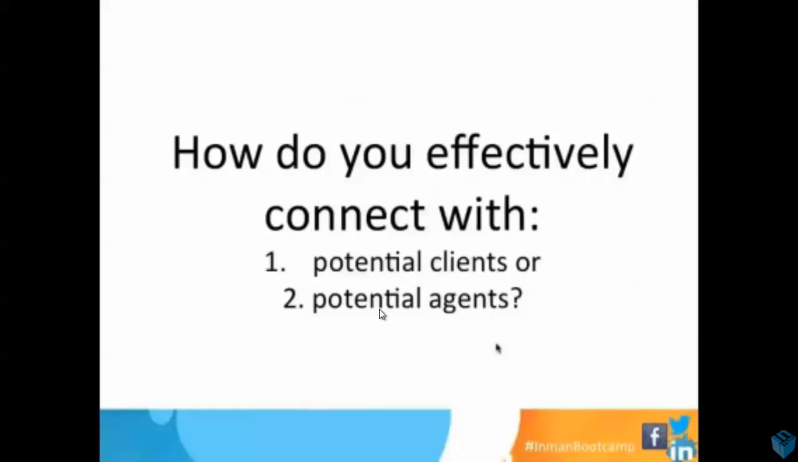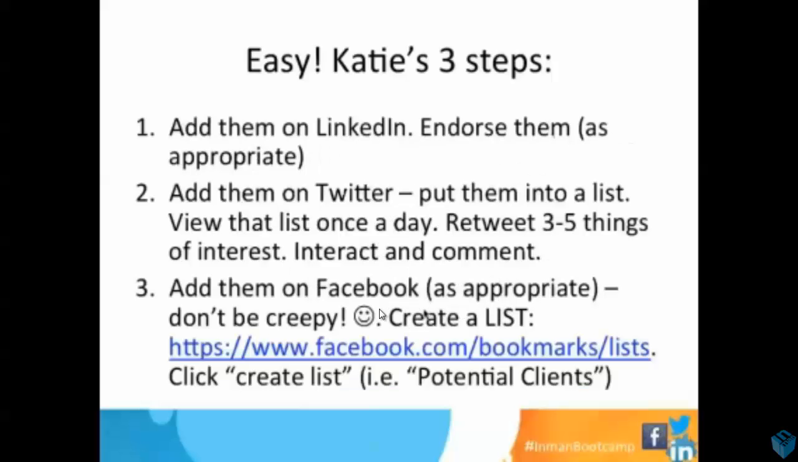So let me move on to the next point here. So how do you effectively connect with potential clients and potential agents? I have 3 easy steps. All right, there's a lot of text on this slide, but it's really simple. Number 1, add them on LinkedIn. If you're working as a broker and you're trying to recruit, add those people on LinkedIn. If you're working with potential clients, add them on LinkedIn, and then endorse them as appropriate. Of course, you're not going to endorse someone you don't know, but endorse them as appropriate.